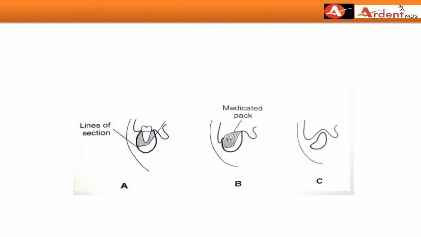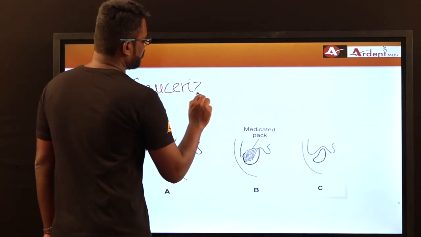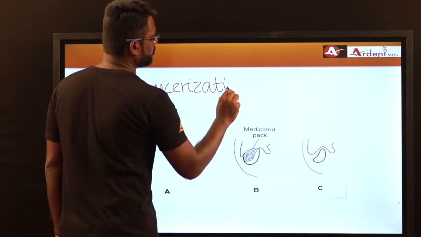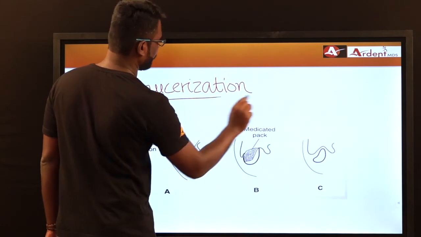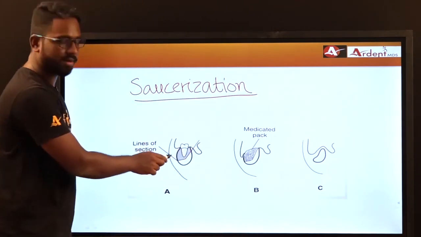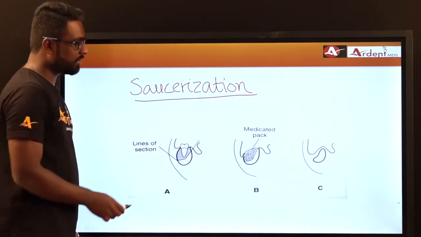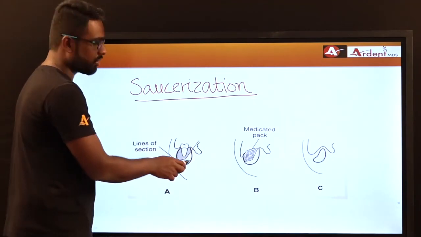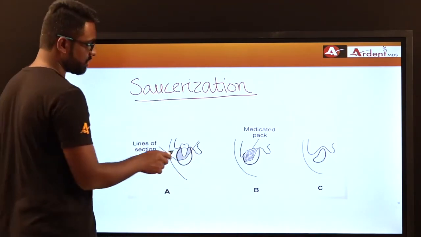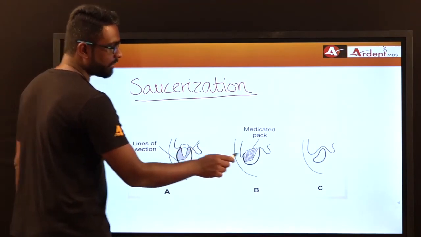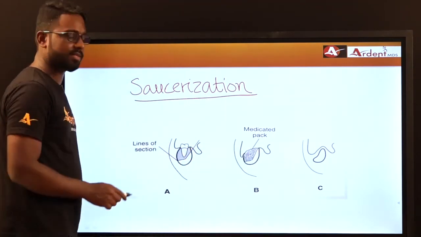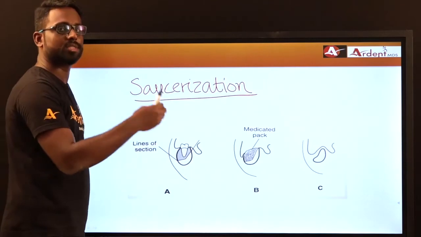So next, the procedure is known as saucerization. This is another surgical procedure that we have at hand for osteomyelitis. This is a classical picture for osteomyelitis. So if they ask you this picture, you have to immediately click on saucerization. So this is the saucer-shaped defect. From the name itself, we can understand that we are creating a saucer-shaped defect.